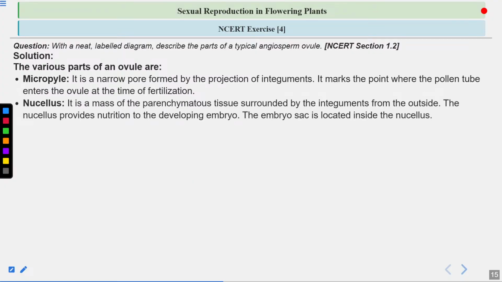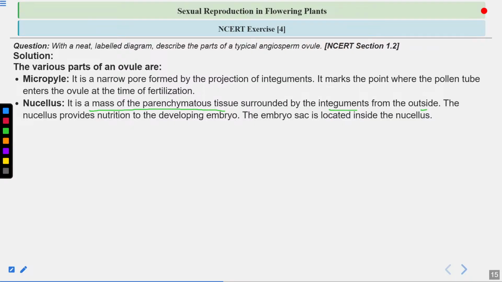Nucellus. Very important. It is a mass of parenchymatous tissue surrounded by the integument from the outside. The integument surrounds the parenchymatous tissue, which is called the nucellus. The nucellus provides nutrition to the developing embryo. So this is the function of the nucellus. When the embryo develops, all these cells provide nourishment to it.